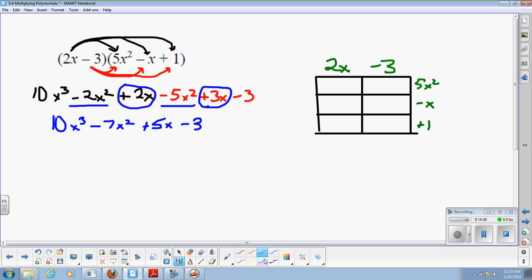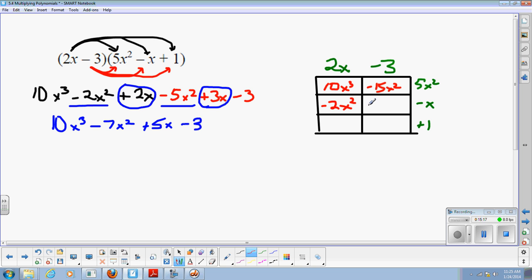And now I'm going to repeat my multiplying. So 2x, and you can just start on 2x. Where does 2x meet 5x squared? I'll multiply those together, and it's 10x cubed. And now I do negative 3 times 5x squared, a minus 15x squared. Go to the next row. 2x times a minus x is a negative 2x squared.